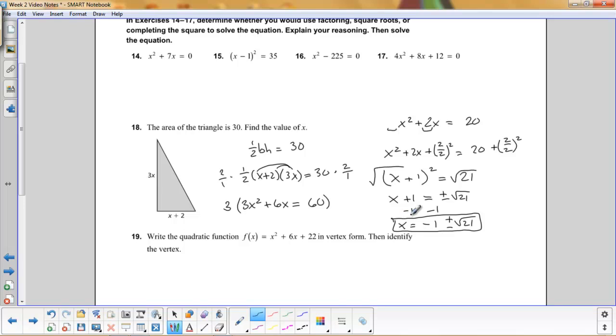We're going to go through the rest of this during class tomorrow, so please be prepared to go over any questions that you still have concerning this particular method of solving quadratics, and be prepared to answer the rest of these questions tomorrow during class.